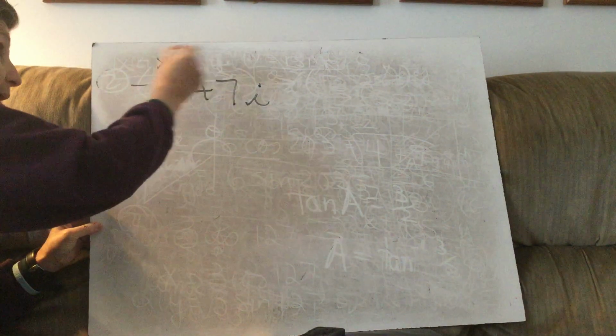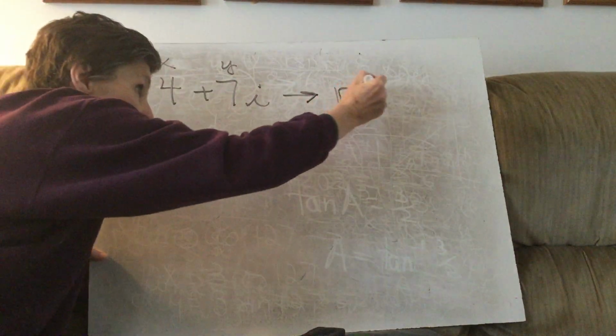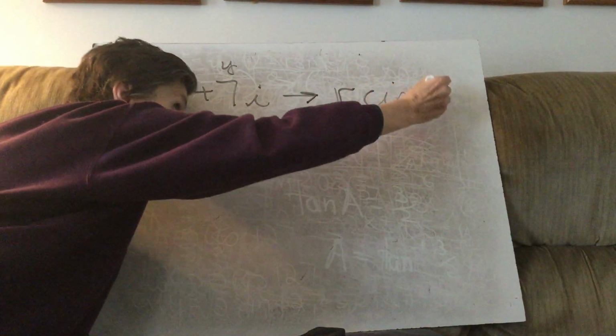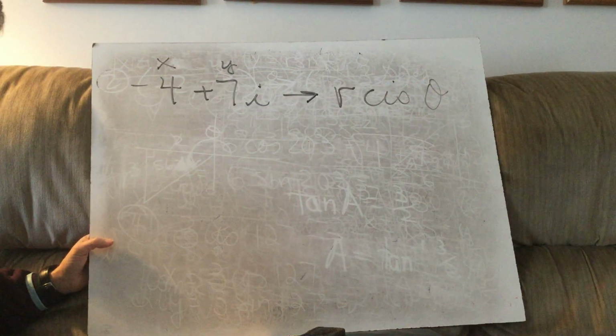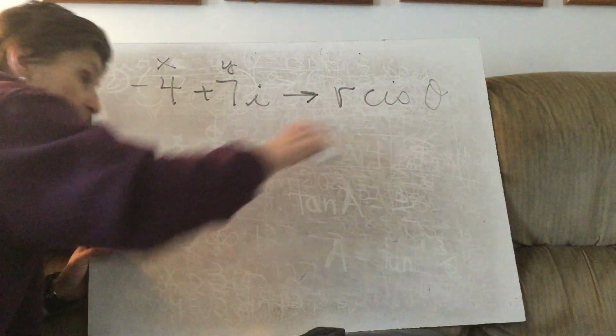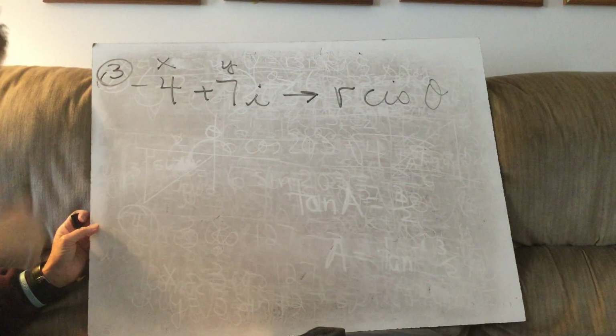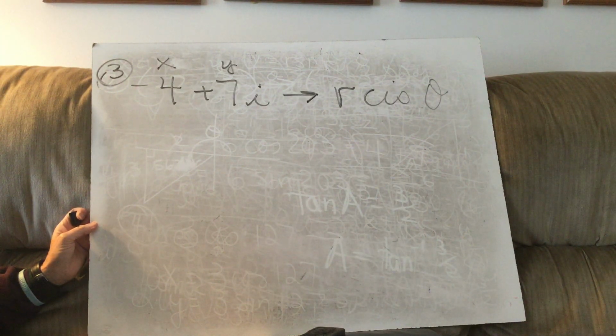So this is your x and this is your y, but you are going to change this into r cis theta, r cosine theta plus i sine theta. So we have to find r and theta, and we're going to do that. This is problem 3. We're going to do that exactly the way we did problem 2.